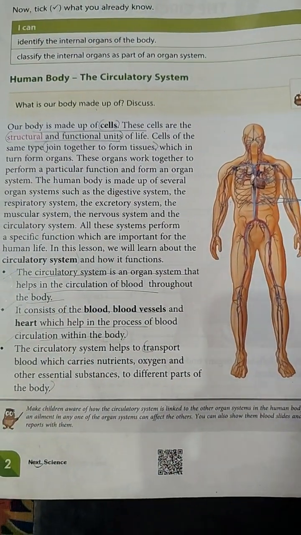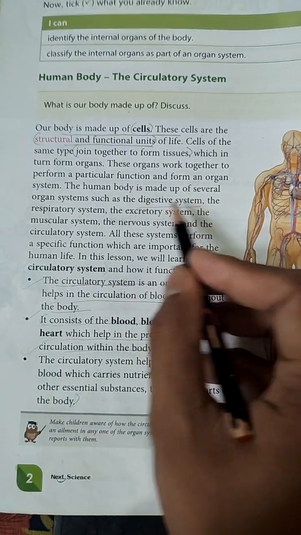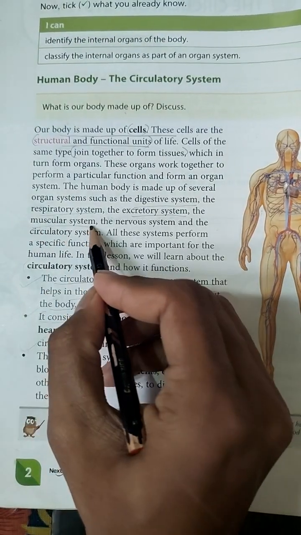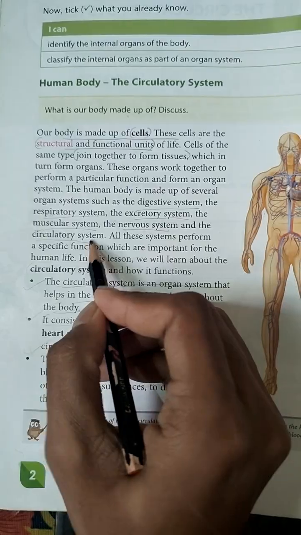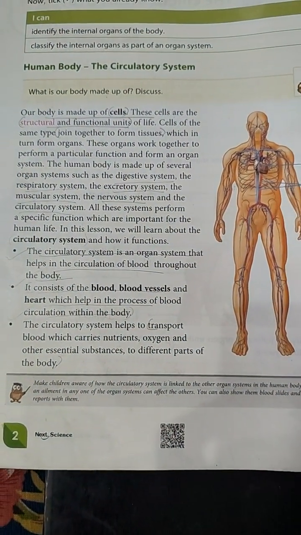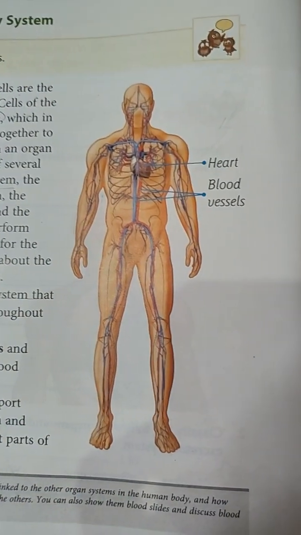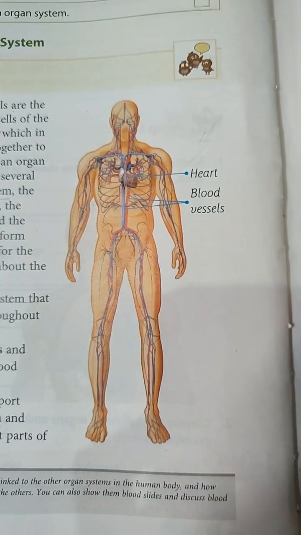There are many systems of the human body, such as the digestive system, respiratory system, excretory system, muscular system, nervous system, and the circulatory system. First, we'll be looking at the circulatory system. This is a human body, where the blood flows throughout.